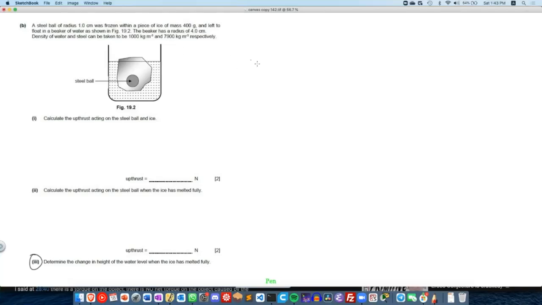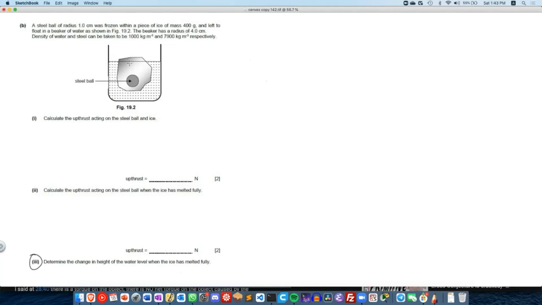Hey guys, Chen Hao over here, and today I'll be going through this H2 physics question on the test of understanding of upthrust. So the key contention over here is part three of this question, where we are asked to find the change in water level when the ice is fully melted. But we'll be doing the first two parts in order to warm up to the third part.